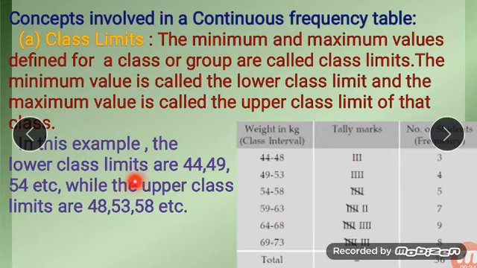In this example, the lower class limits are 44, 49, 54, and so on, while the upper class limits are 48, 53, 58, and so on. So class limits basically give a limit to a particular class. For instance, in the first class, the limits are 44 and 48. 44 is the lower class limit and 48 is the upper class limit. So this limit states that the weight greater than or equal to 44 and less than or equal to 48 will be recorded in this class. So this is basically the class limits.